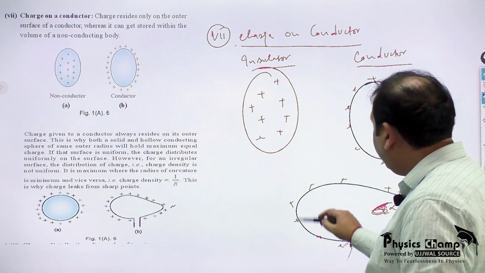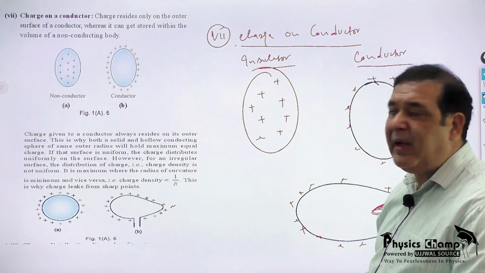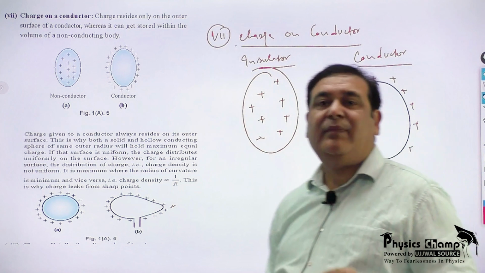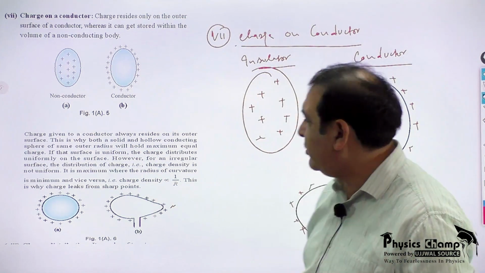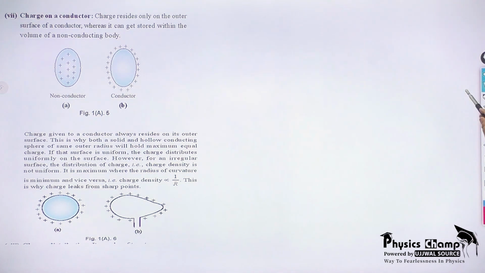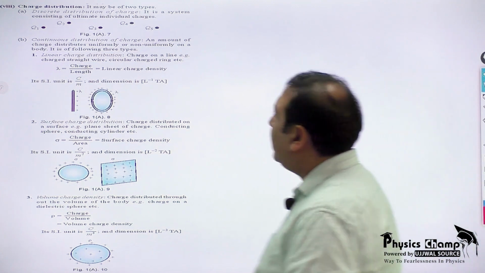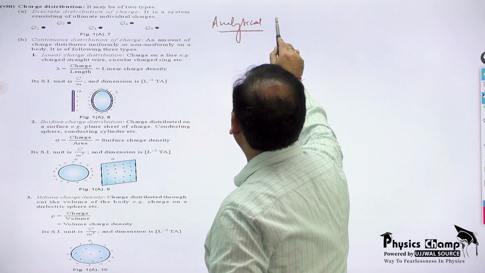So over here, if it has got a higher radius, its charge density will be less, and here it has got a smaller radius. At a sharp point, there will be more charge density in a conductor also. We will be able to prove it later. So this is one of the properties, and then it's about charge distribution, an analytical view of distribution of charge.